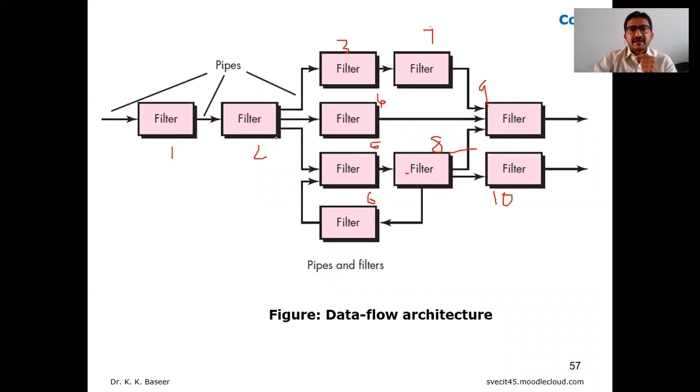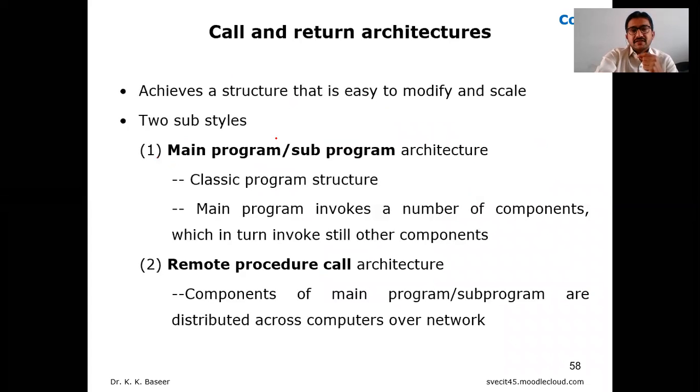So the pipe acts as a path for the data to flow, whereas the filter is going to make some manipulations or some sort of filtering can be done, and whatever is needed or necessary will be considered, right? That is the second. Coming to the third one, call and return architecture.